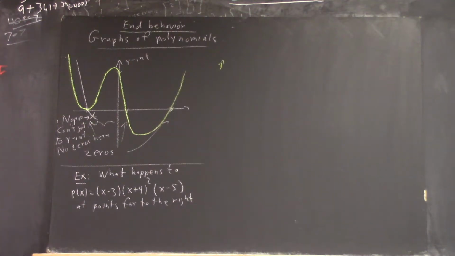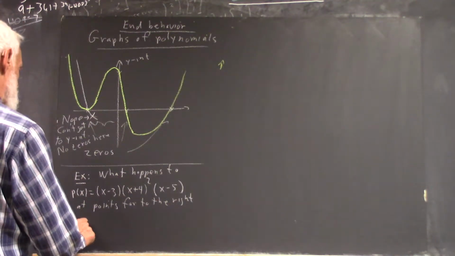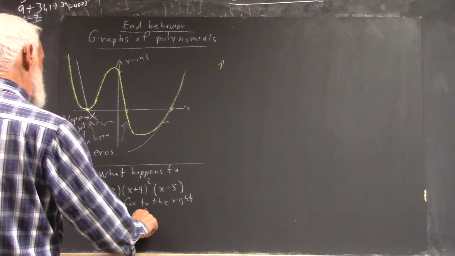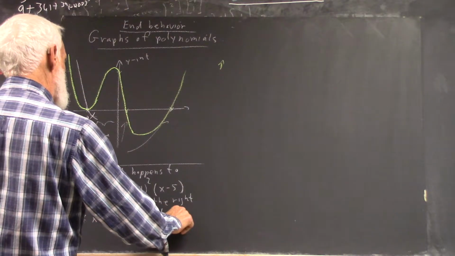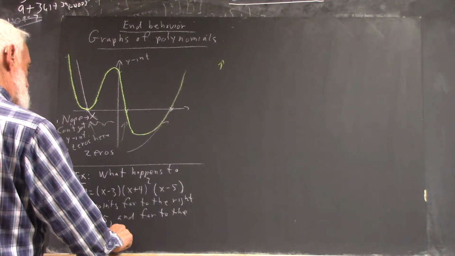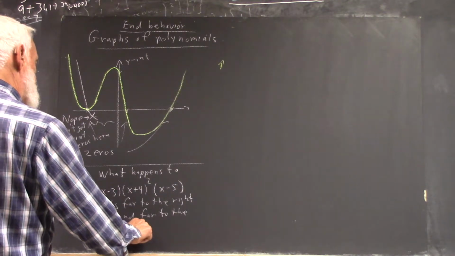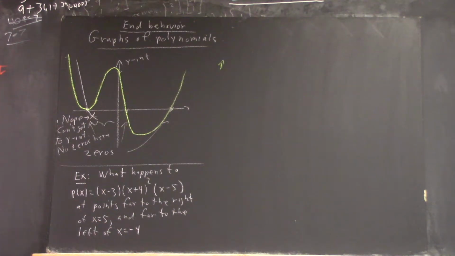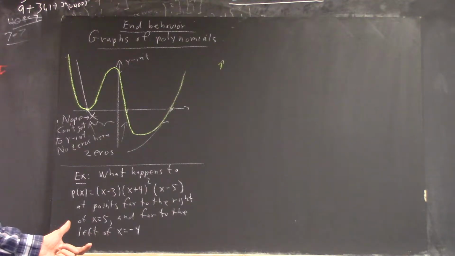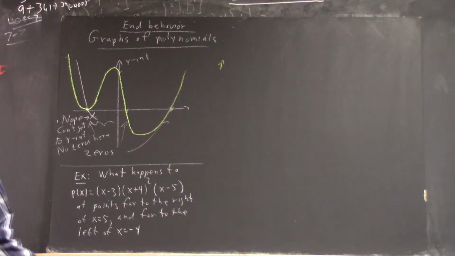Going to say what happens at points far to the right of x equals 5 and far to the left of x equals -4. And why do I say far to the right of x equals 5? Well, what are the zeros? What values of x make this polynomial 0?